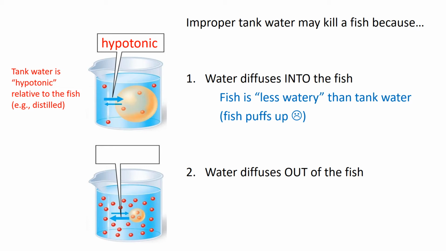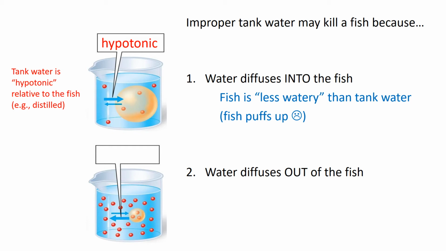An example of this could be if you've ever accidentally tried to use distilled water to fill up your fish tank. That will kill your fish pretty quickly because distilled water has no solutes dissolved in it. And so the water is going to diffuse into the fish.